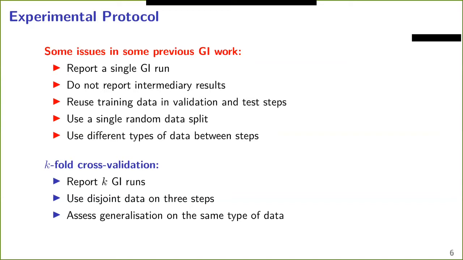In contrast, we will be using k-fold cross-validation. We will report k GI runs for each of the different approaches. We will use completely disjoint data in the 3 steps, and the cross-validation will ensure that we use the same data for all the steps. So generalization will be sound.